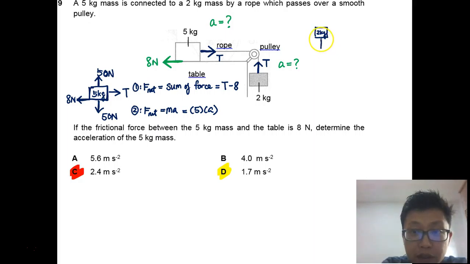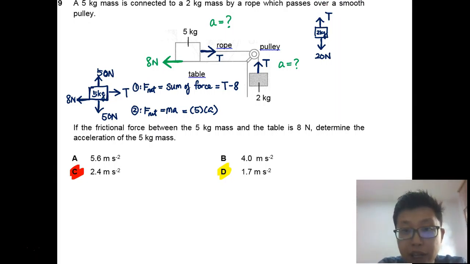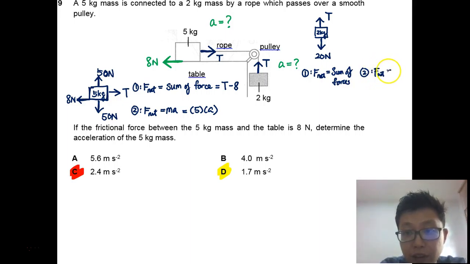For the 2 kg, the forces acting on it will be the weight itself, which is 20 Newton. And of course, I would have my tensional force T here. There are no left or right forces acting on the 2 kg block. So again, same thing. I will write down the two expressions for my F net. First is the sum of forces. Second is F net equals to MA. So I have these two expressions.